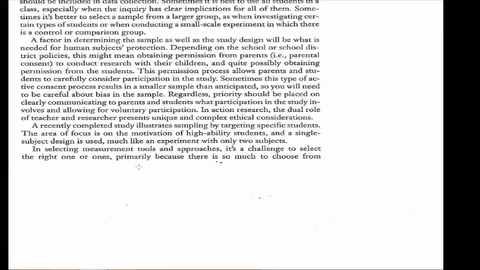It says right here, the factor in determining the sample size as well as the study design will be what is needed for human subjects protection, depending on the school or the school district policies. This means that even though you are doing experiments inside your school, you do want to get IRB approval, and you definitely also want to make sure you get school board policies. That's really easy to do because the school board will allow you if you're doing really good research.